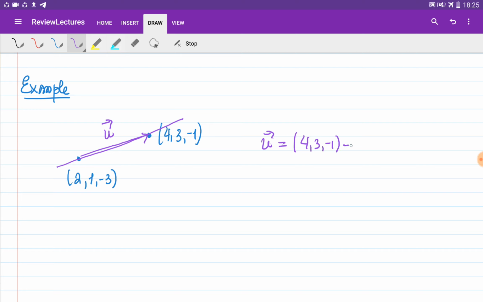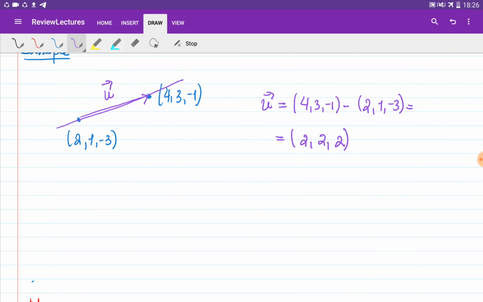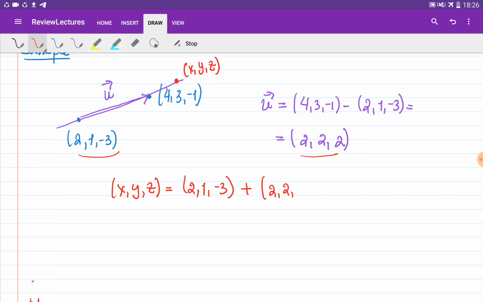4, 3, minus 1, minus 2, 1, minus 3. If I subtract this, this is going to be 2, 2, and 2. Now, in order to construct it, I would like to find the coordinates of any point along this line. This x, y, and z is going to be equal to the starting point, or any point, so in this case 2, 1, minus 3, plus this vector u, which is 2, 2, and 2, multiplied by some parameter t. If I multiply the t to this vector and add this to this vector, this is going to be 2 plus 2t, 1 plus 2t, and minus 3 plus 2t.